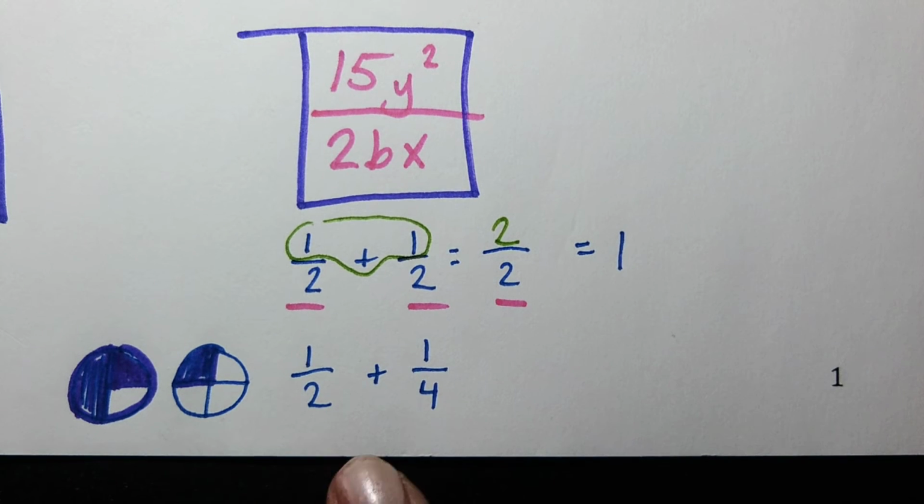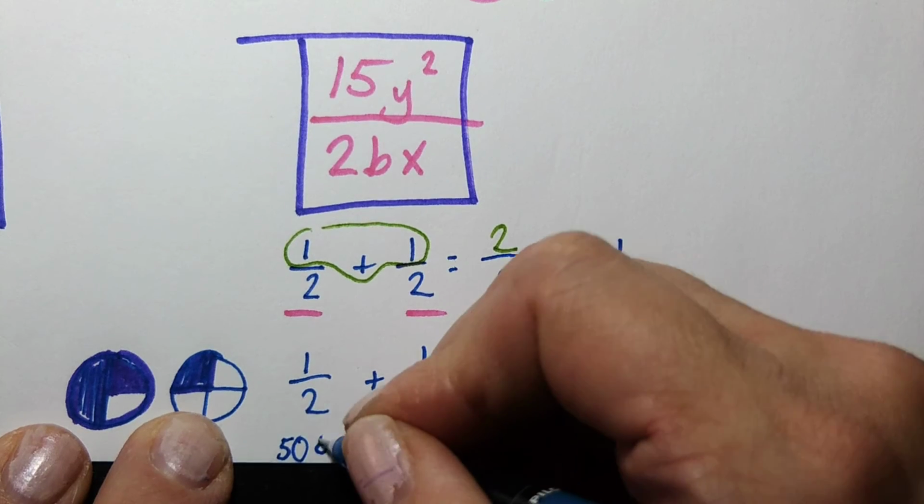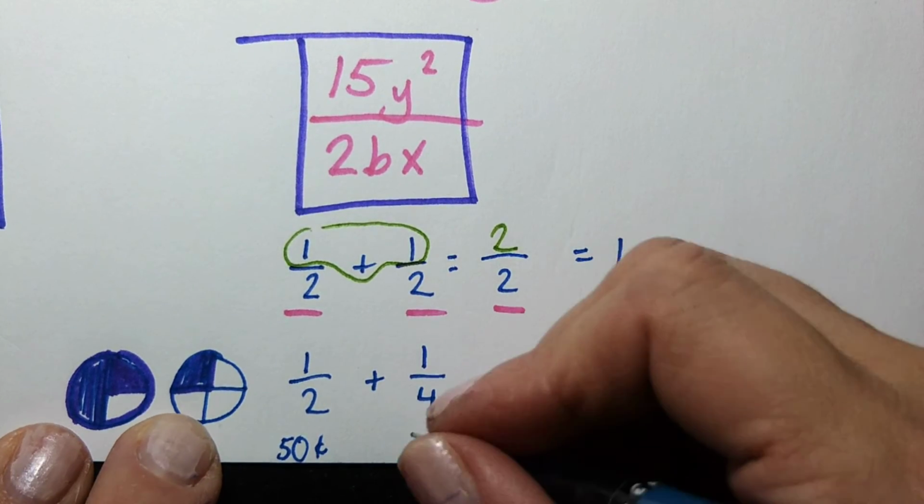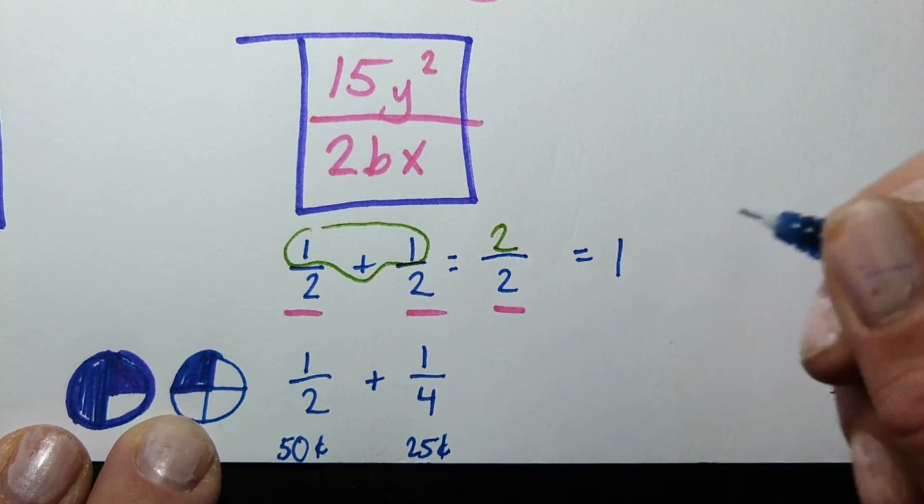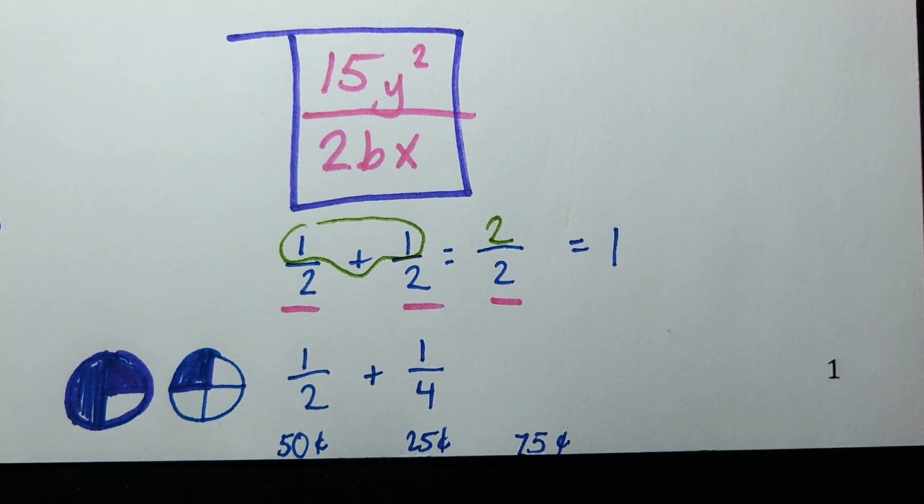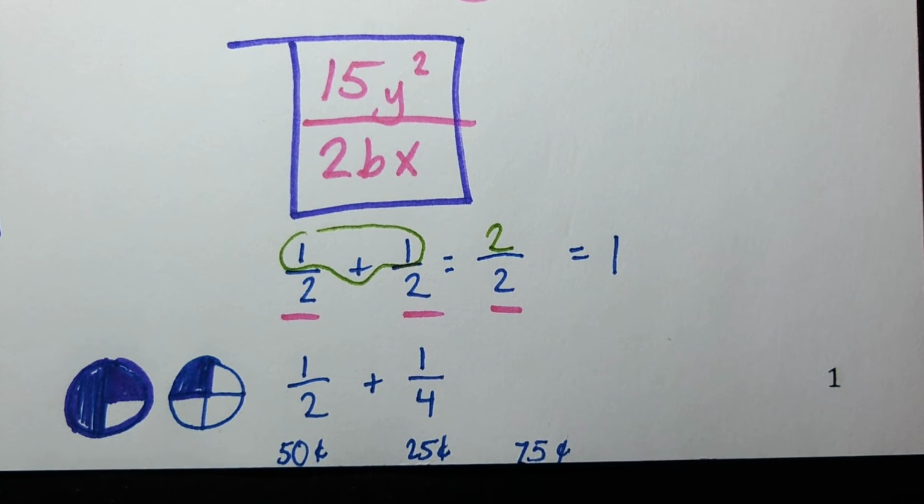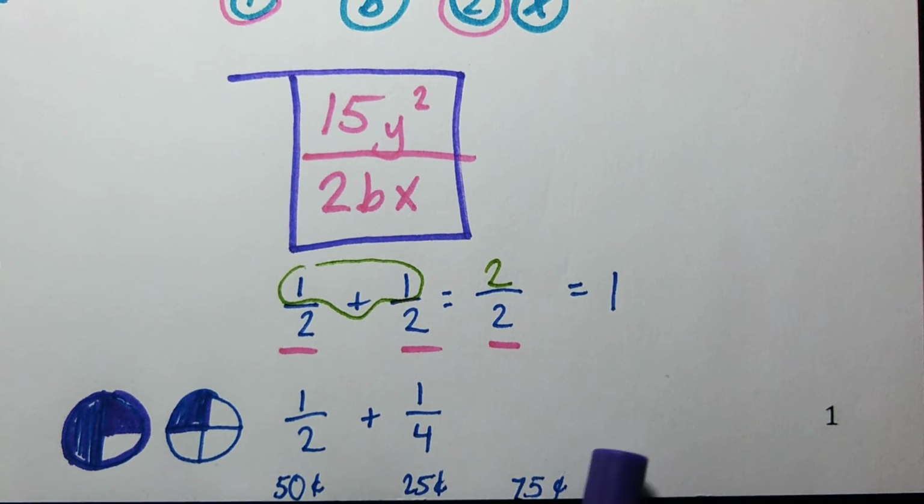Or you can think about half of a dollar is 50 cents. A quarter of a dollar is 25 cents. So 50 cents plus 25 cents is 75 cents, or 0.75, which is 3/4. So I want you to consider this just sort of visually first so I can kind of explain what we will be doing tomorrow.